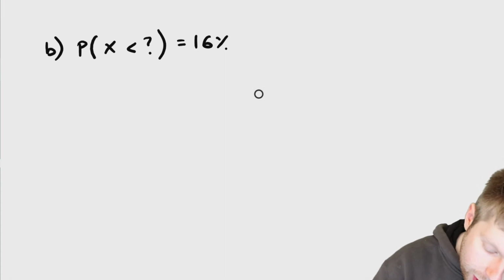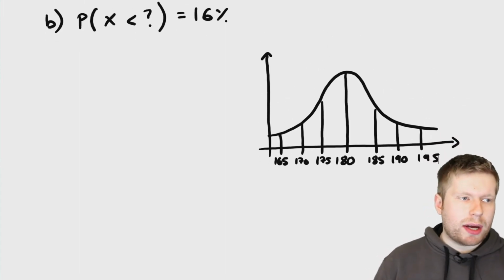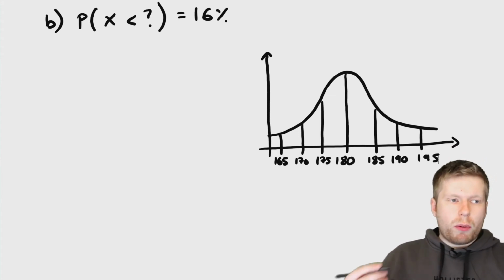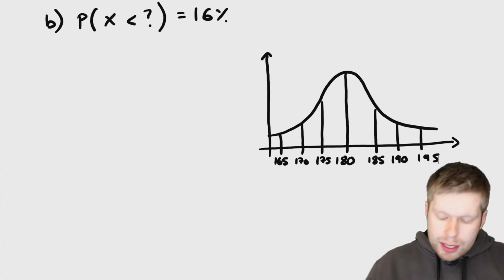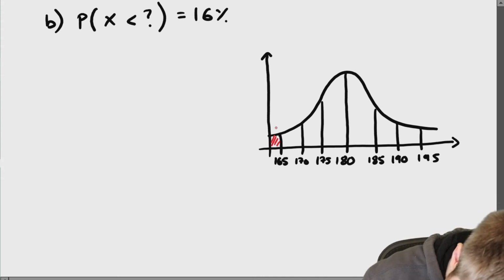Okay, so let's bring up my curve again. So here's my curve, exactly the same as before, with my mean of 180 and my standard deviation of 5. I'm basically looking for what value gives me a cumulative probability of 16%. So let's just go for all the less than probabilities and add this region together. This region alone is 0.15%.